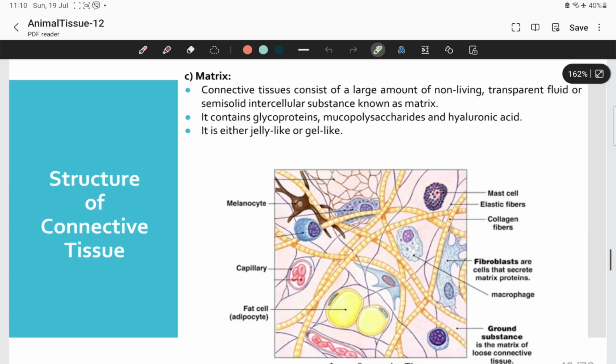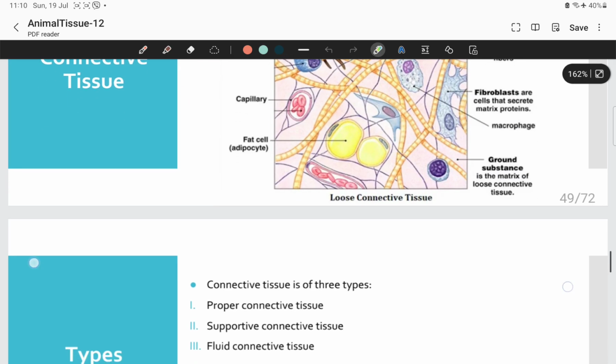Now the third and last component of connective tissue is matrix. As we told before, it is a non-living substance, and it can be liquid, semi-solid, or solid, and it is always present between the cells, so it is known as matrix. It may be made of organic or inorganic substances like glycoproteins, mucopolysaccharides, and hyaluronic acid. And it can be found in either a jelly-like or gel-like condition.